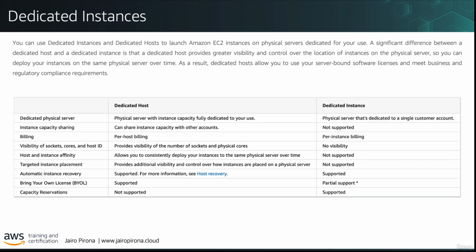Therefore, to conclude, in this table, we can summarize the difference between dedicated instances and dedicated hosts. Dedicated instances are billed per instance, unlike dedicated hosts, which are billed per host. In a dedicated host, you can have visibility of the number of sockets and physical cores, unlike dedicated instances, where you cannot. On a dedicated host, it allows you to consistently deploy your instances on the same physical server over time, which I mentioned to you earlier. On dedicated instances it is not allowed, and so, among other differences.